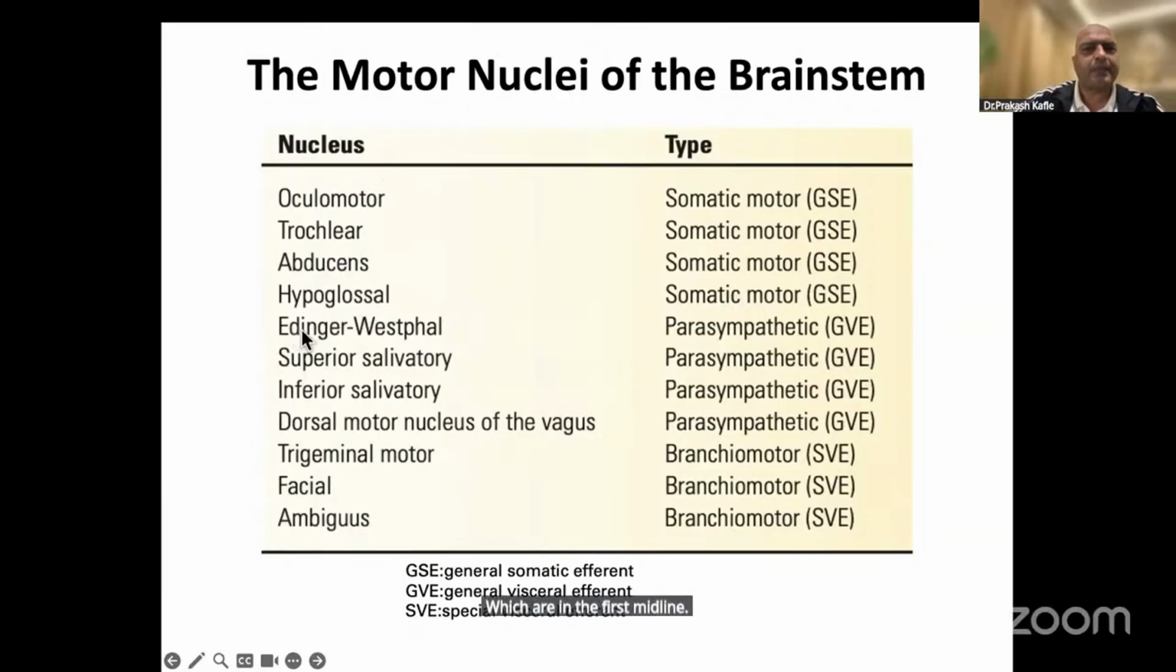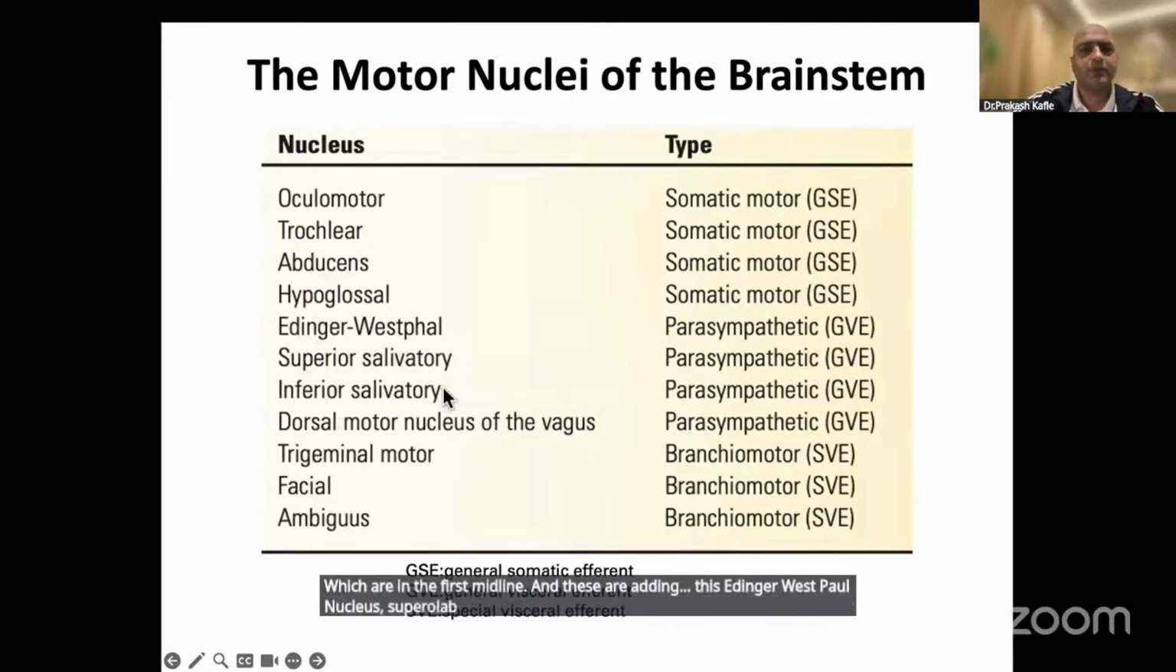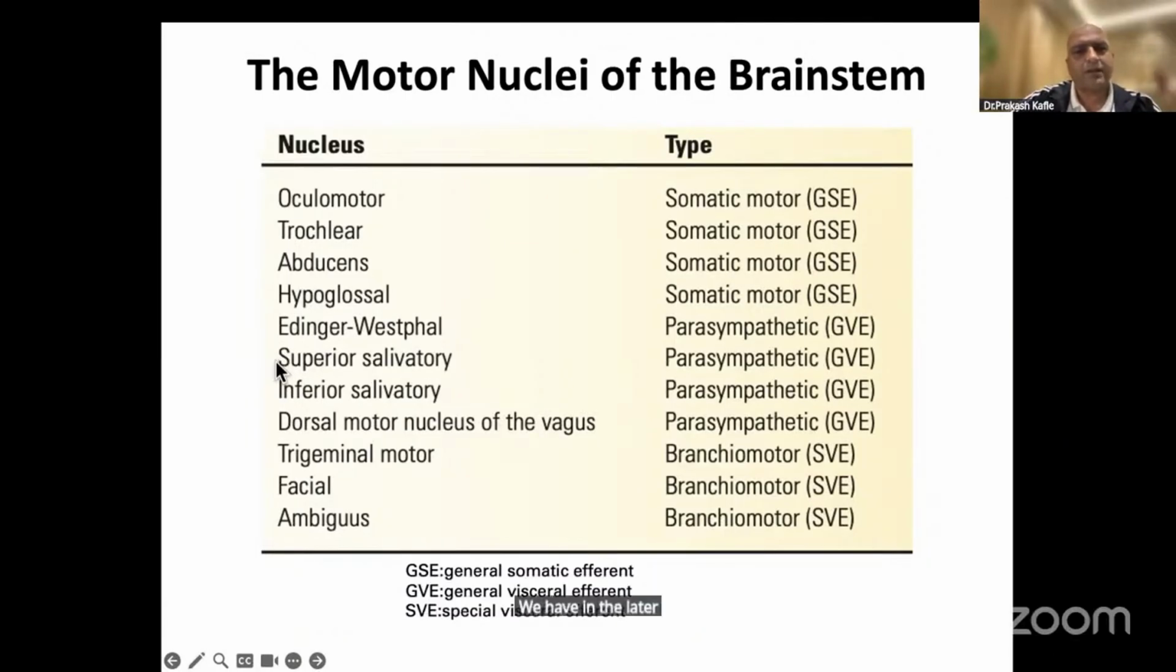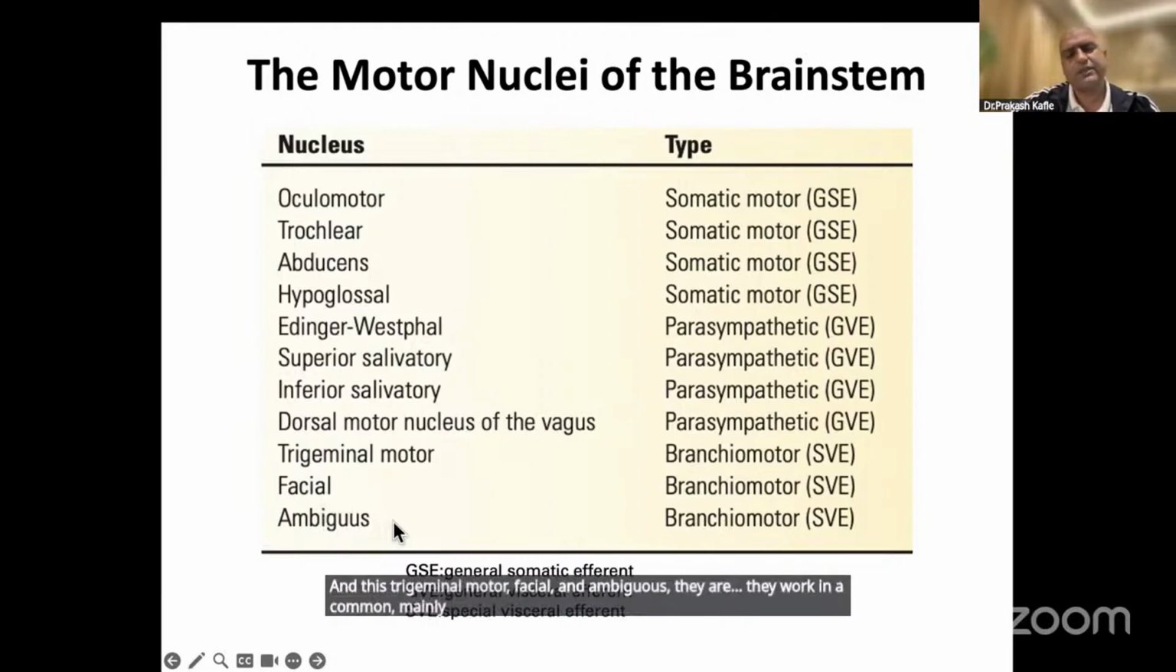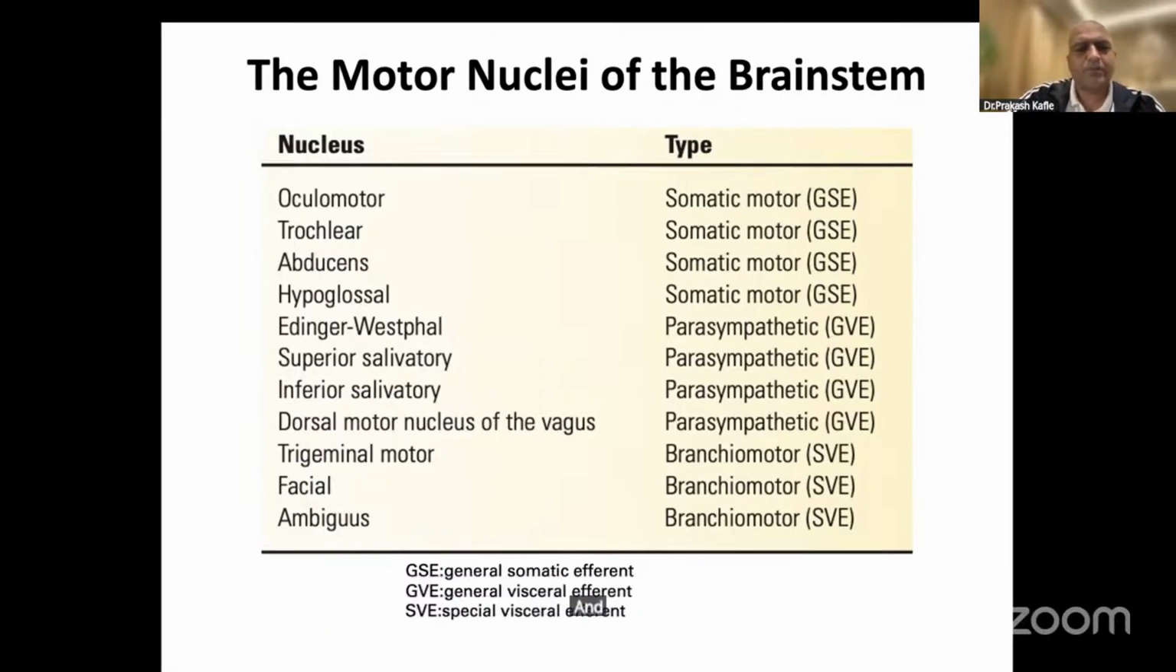Then adding the Edinger-Westphal nucleus, superior salivatory nucleus, inferior salivatory nucleus, and the dorsal nucleus of the vagus, these 4 nuclei are accessory motor nuclei, which are on the lateral side, other than the main part. And the trigeminal motor, facial, and ambiguous work in common. Mainly the nucleus ambiguus is associated with and acts in combination with the 9, 10, and 11 nerves.